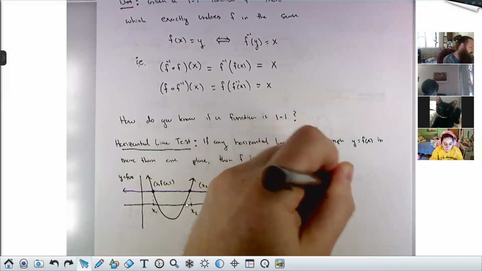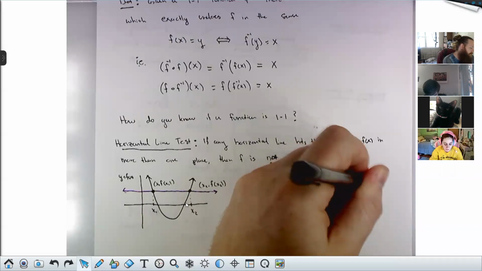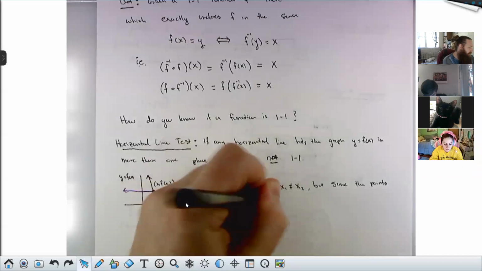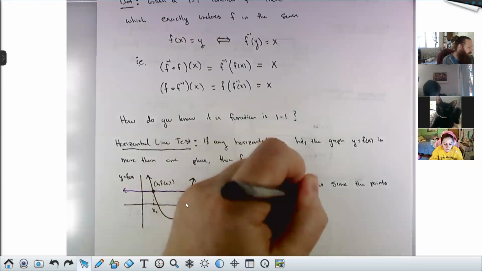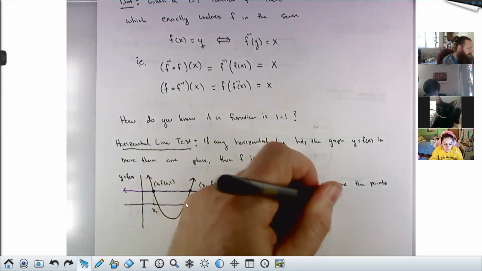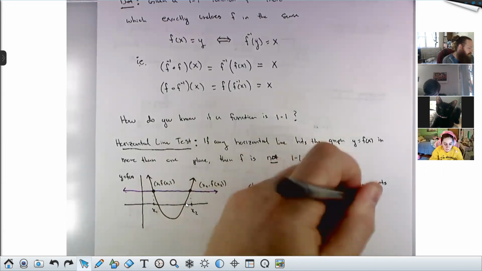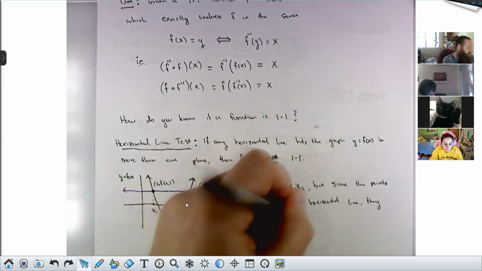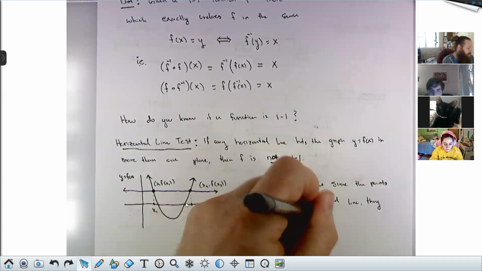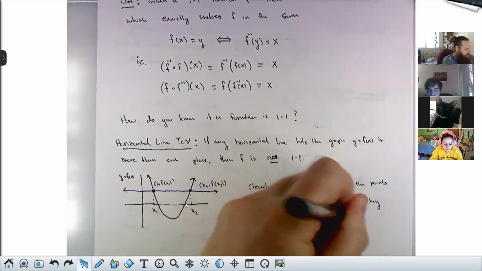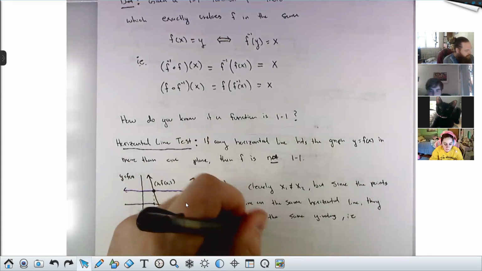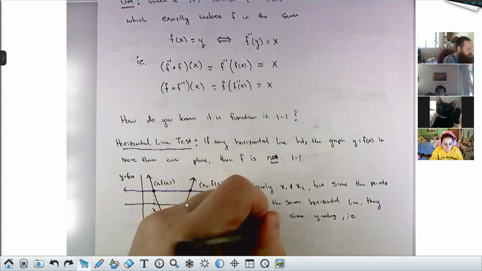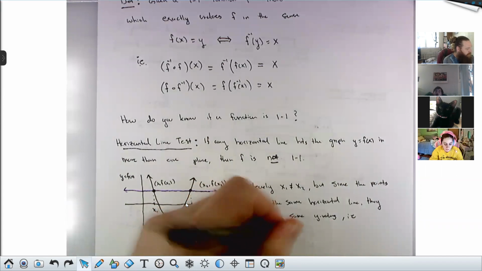But since the points live on the same horizontal line, they have the same y values. I.e., f of x1, the y value here, is equal to f of x2, the y value here.